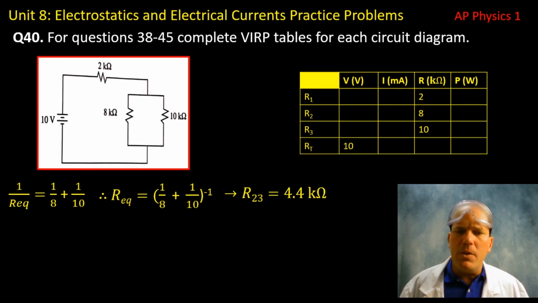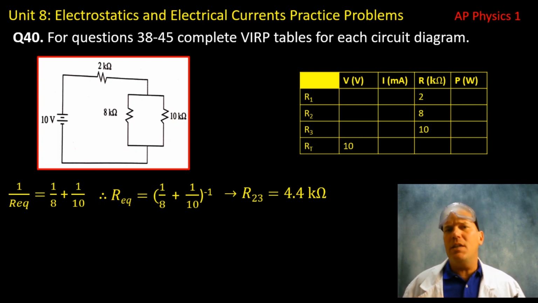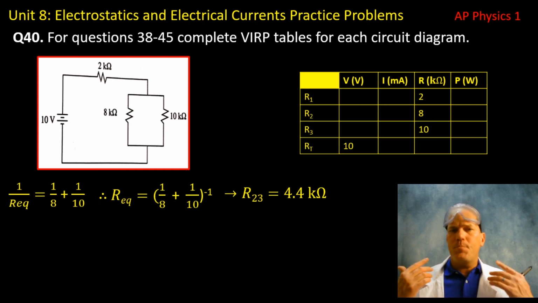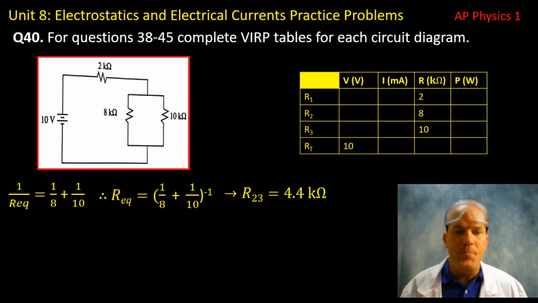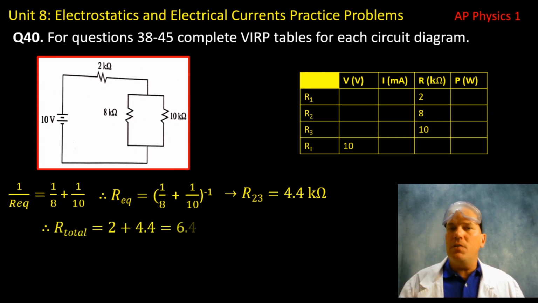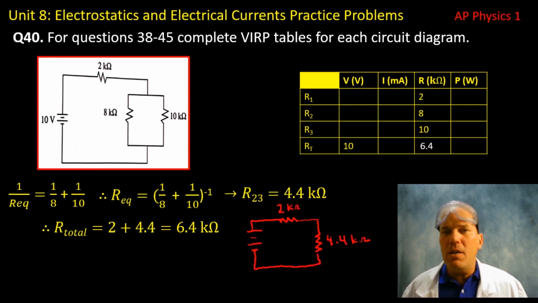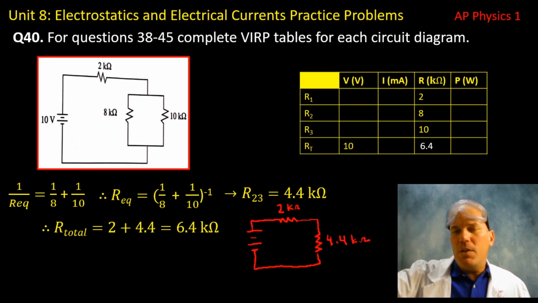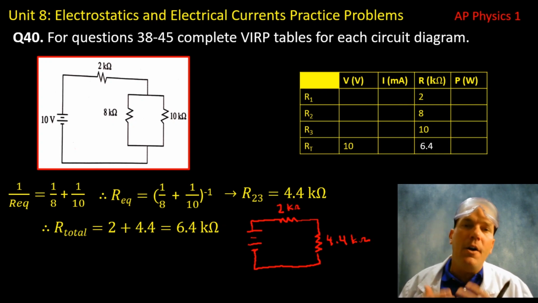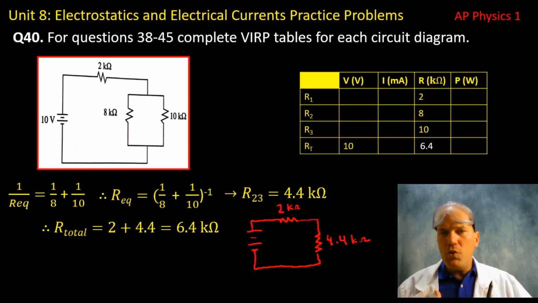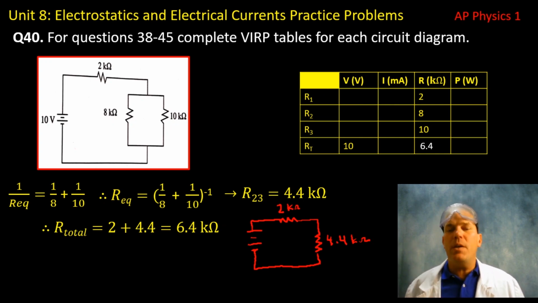Note the use of subscripts 2, 3 to denote that this is the equivalent resistance for resistors 2 and 3. So we still need to include resistor 1 for the total equivalent resistance of the circuit. That next step is fairly straightforward. We can simply add the equivalent resistance for the parallel combination to 2 kiloohms, which is the series resistor, to get our total resistance. Recall, it's very helpful to redraw the circuit to help you conceptualize it.